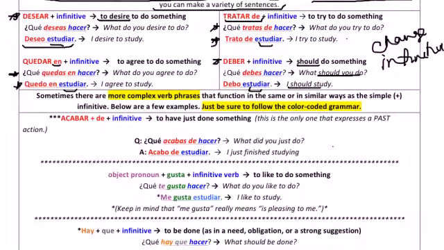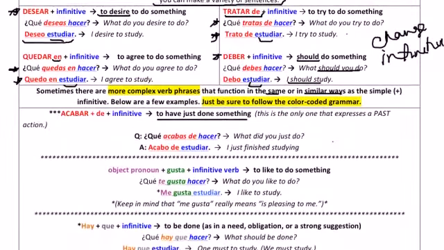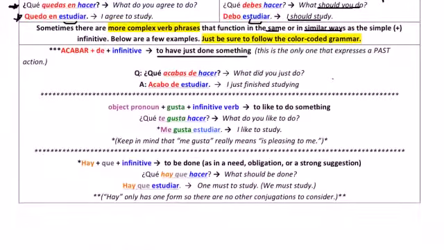Additionally, there are more complex verb phrases that function in the same or similar ways as the simple plus infinitives. Below are a few examples. Just be sure to follow the color-coded grammar. We can use a plus infinitive to express actually a recent past action. So in this case, it's the same grammar as above, but instead of expressing a near future action, it's going to express a near past, a recent past. And it's going to say, ¿Qué acabas de hacer? Acabo de estudiar. And what you mean to say is that I just got done studying.